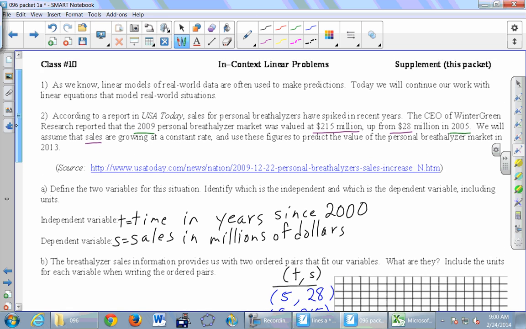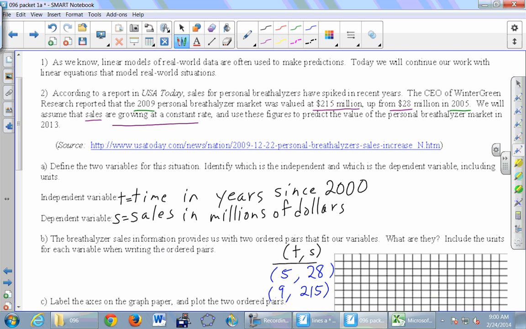What was this one word up here? Where'd it go? It said assume sales are growing at a constant rate, meaning every year they grow at exactly the same dollar amount. That's a line.